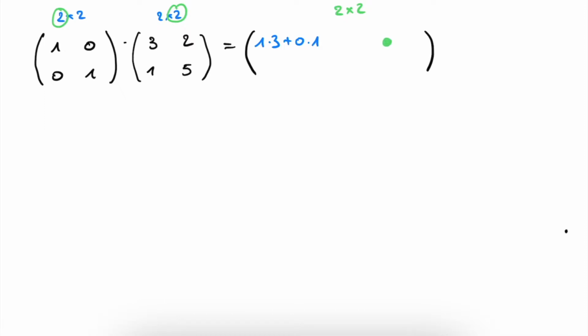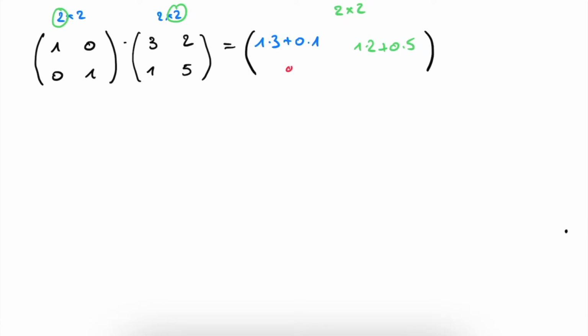For the second element, let's take this one on the first row and the second column of our resulting matrix. For this, we'll look at the first row of our first matrix and the second column of our second matrix. And again, in the same fashion, we multiply these two numbers and we add the product of these two numbers. And we'll get the following. So we get 1 times 2, and we add 0 times 5. And that's already the second element of our resulting matrix.